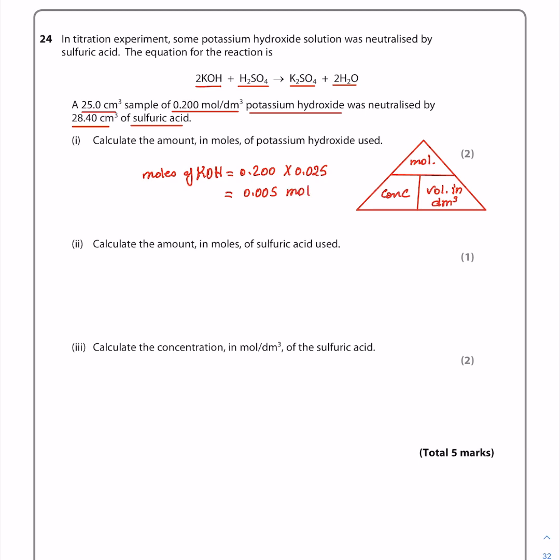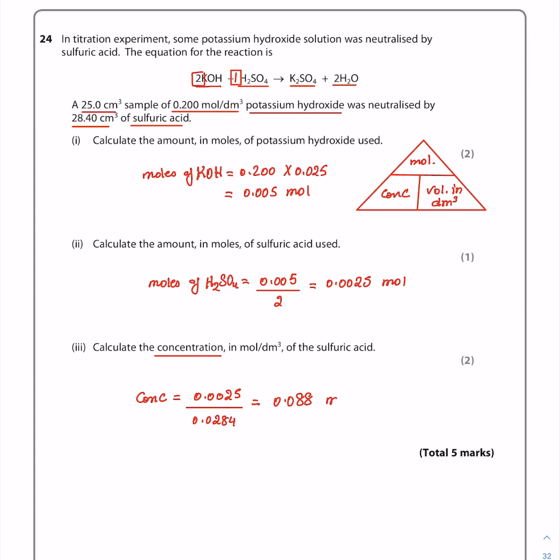(ii) Calculate the amount in moles of sulfuric acid. The ratio between the potassium hydroxide, whose moles we found in (i), and the sulfuric acid, which we want in (ii), is 2 to 1, meaning the sulfuric acid is half the potassium hydroxide. So the moles of sulfuric acid equal the moles of potassium hydroxide, 0.005, divided by 2, which gives 0.0025 moles. Now we want the concentration of sulfuric acid. The concentration is equal to the moles, 0.0025, over the volume. The volume of the sulfuric acid is 28.40 cubic centimeters, divided by 1000 gives 0.0284 cubic decimeters. So the concentration is 0.0025 over 0.0284, which gives 0.088 mole per cubic decimeter. This is the concentration of sulfuric acid.